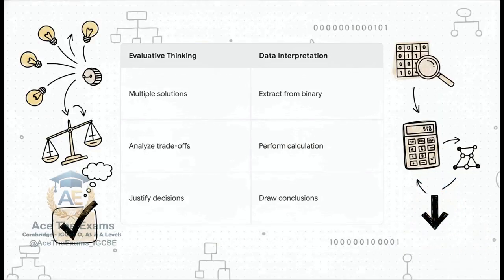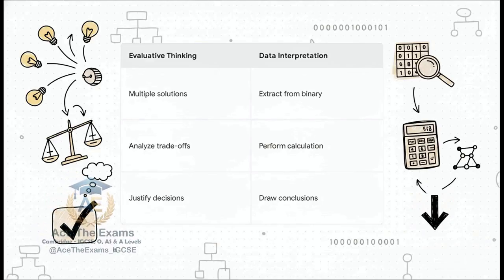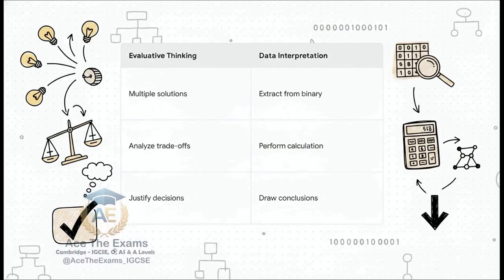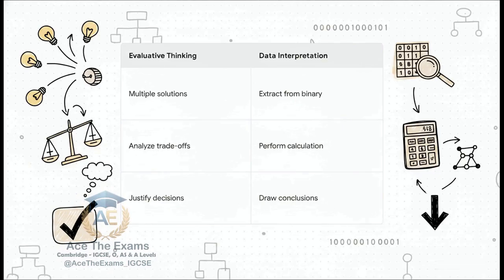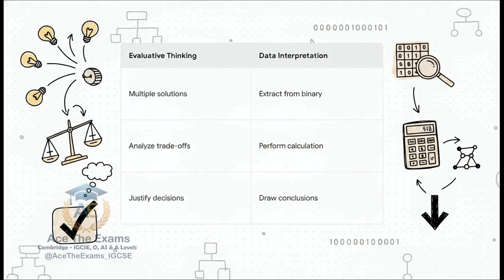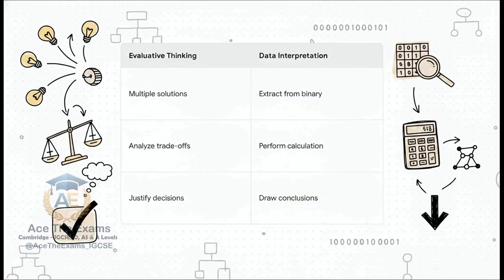This right here is your absolute gold standard checklist for evaluating alternatives and justifying your recommendations to the examiner. First, you have top scoring evaluative thinking. This means you're actively considering multiple solutions, you're analyzing the trade-offs of each, acknowledging their limitations, and fully justifying your decisions. You pair that with the second column, flawless data interpretation. That means correctly extracting info from binary representations, performing the math accurately, and drawing rock-solid evidence-based conclusions.